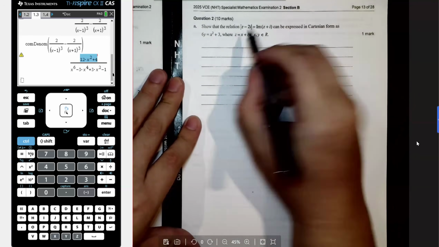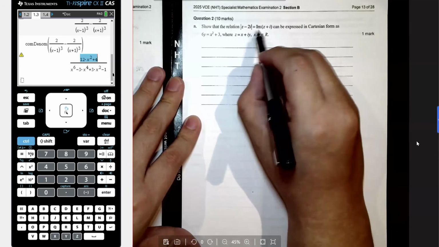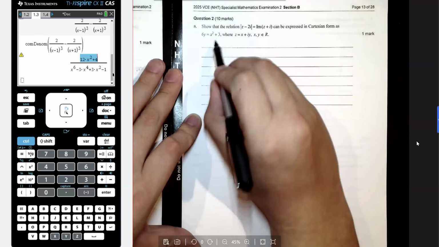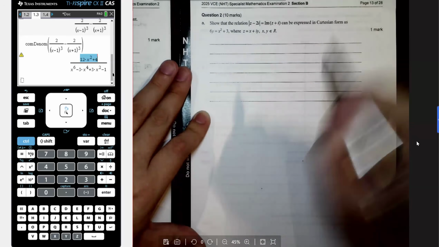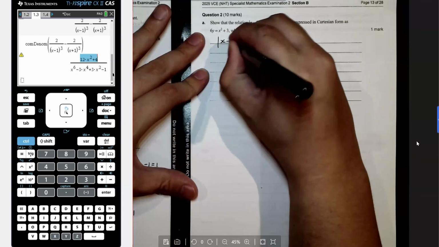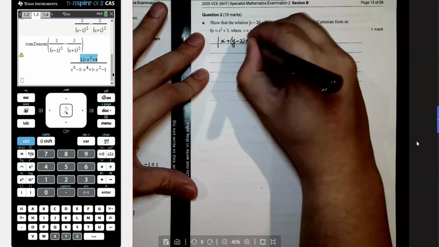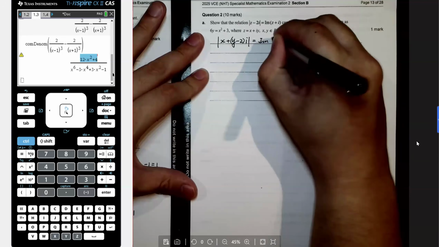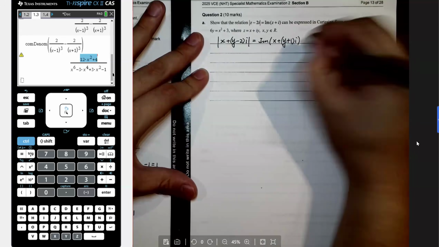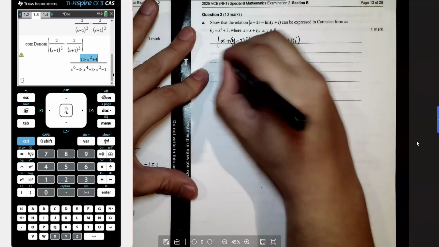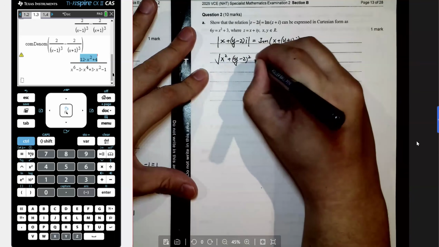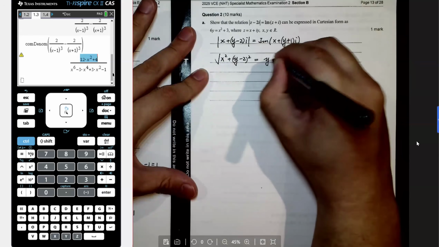Question 2, 10 marks. Show that the relation |z - 2i| = Im(z) + 1, where z is x + iy, is given by 6y = x² + 3. So what I'm going to do is first write |x + iy - 2i| = Im(x + iy) + 1. And the left-hand side is going to be the square root of x² + (y - 2)², equals just y + 1.